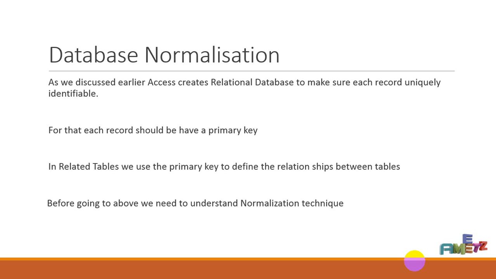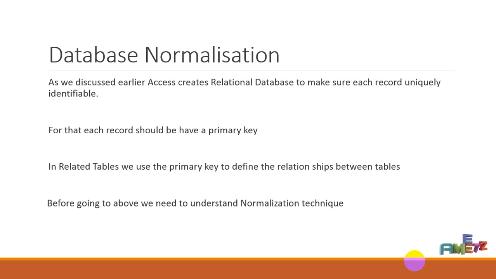Once you understand the data types, when you are going to create a table, first of all you need to understand certain techniques for how to create the table. So Access basically creates a relational database, as we said earlier, with some unique data which is identifiable. Each record should have a primary key, that also we have discussed. It is a single field that uniquely identifies that record. In related tables we use the primary key to define the relationships between the tables, and we call it a foreign key.